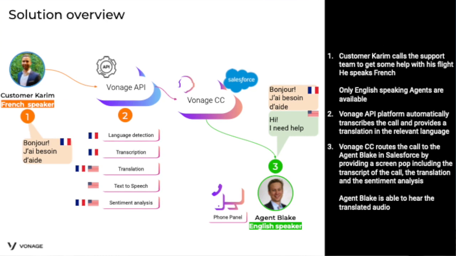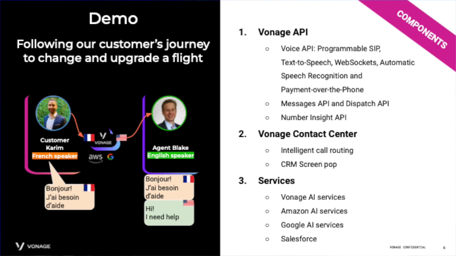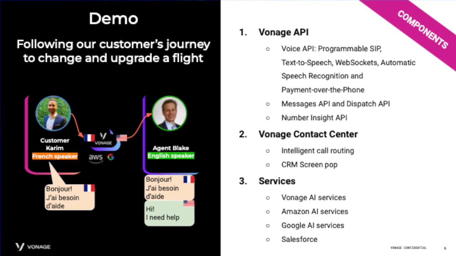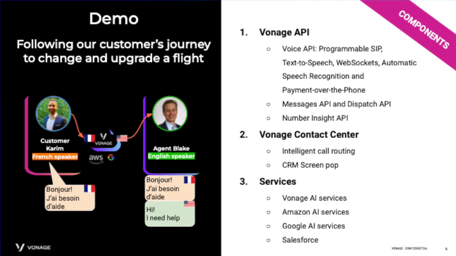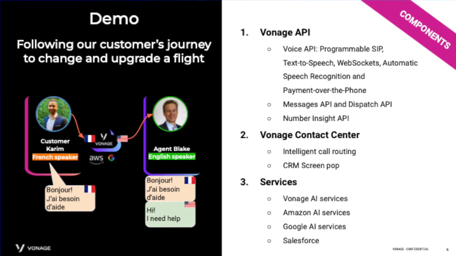So we have Karim speaking French and Agent Blake speaking English. In order to make this happen, these are the Vonage APIs. I won't read them all for you, all the APIs that are used. Similar to the first demo, you saw payment over the phone, a real problem, secure payment on the phone. I don't show that in this demo, but it's part of the overall flow. Contact center for call routing, of course, and then the CRM integration.